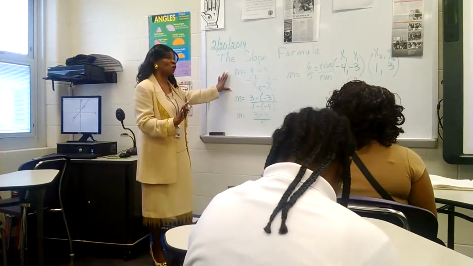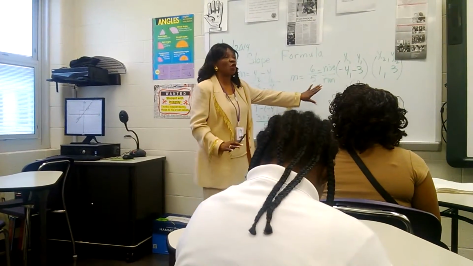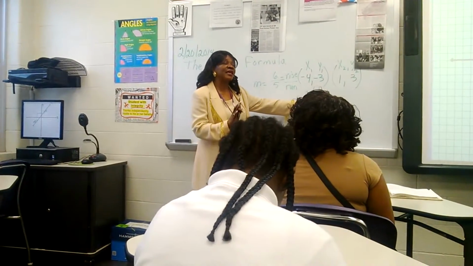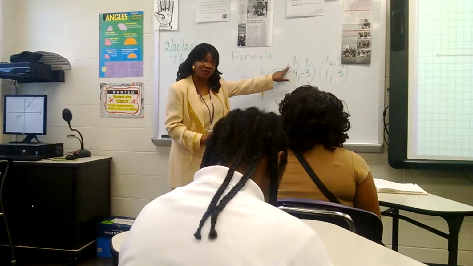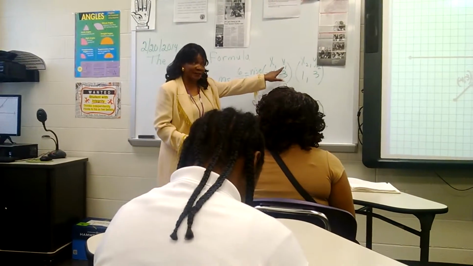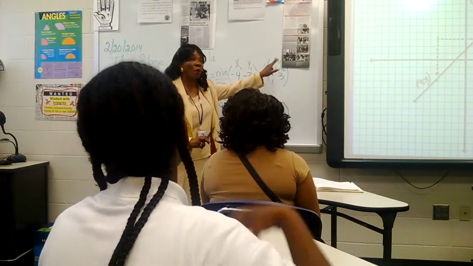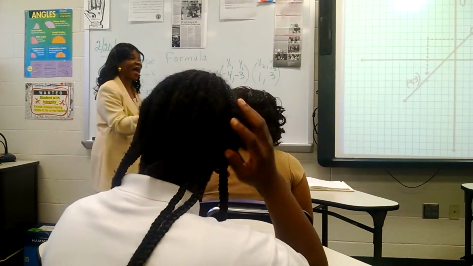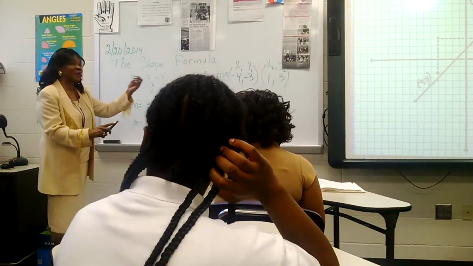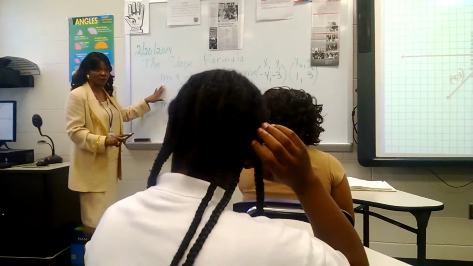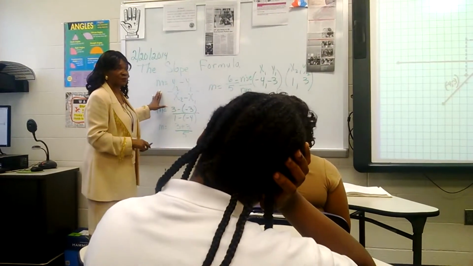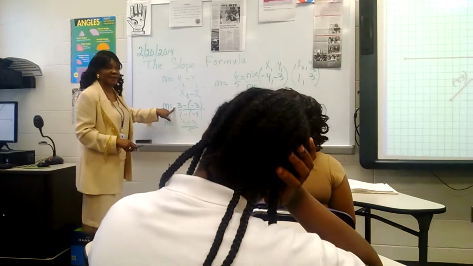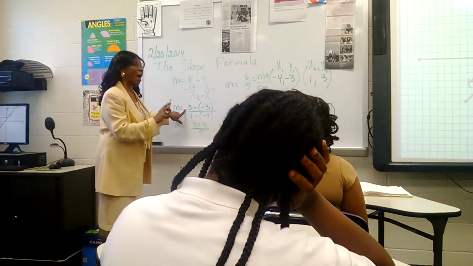Now, once you put the slope formula down, you're going to have your ordered pairs. These ordered pairs will help you find the slope, but you must first identify x sub 1, y sub 1, x sub 2, y sub 2. Once you identify those numbers, you can easily plug them into your slope formula. Now, Teresa, what number represents y sub 2? 3. Plug it in.